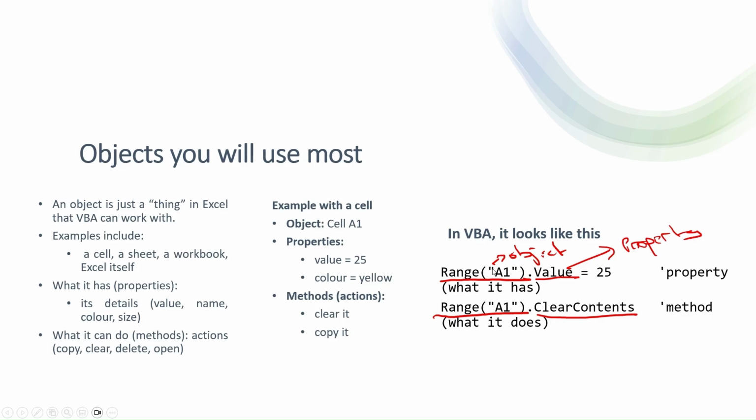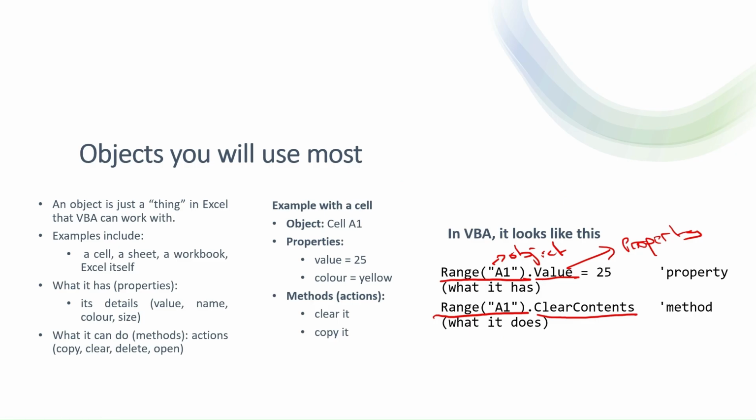So in this context, you have the object, you have a property with that object that is assigning a value to that object. Here, you are running a method where you are doing an action on that cell, where you are not deleting, but clearing content rather. And these are the different terms that exist in VBA that you need to bear in mind.